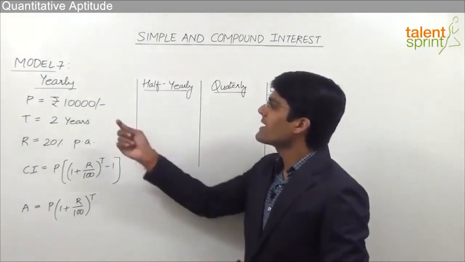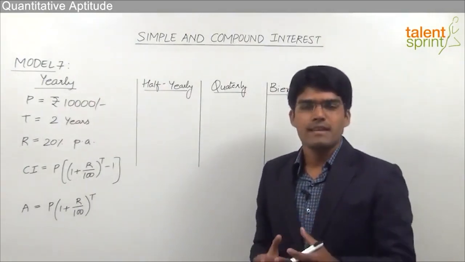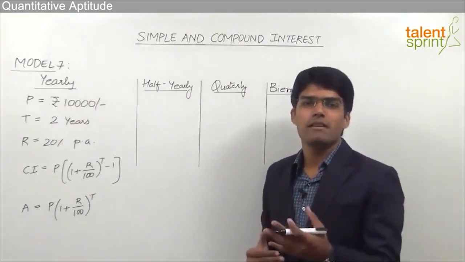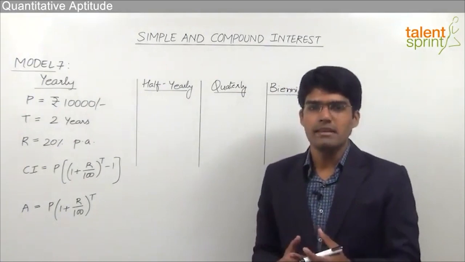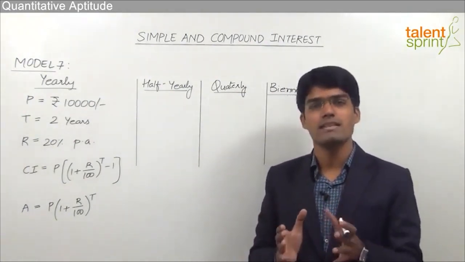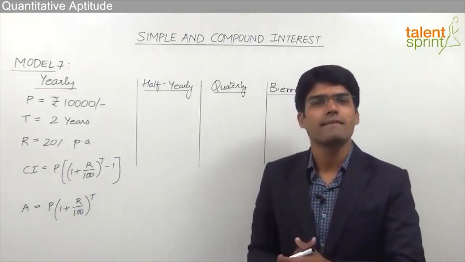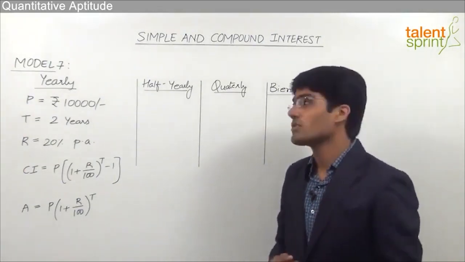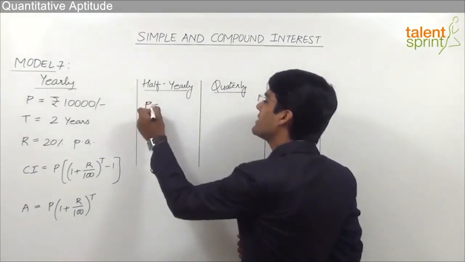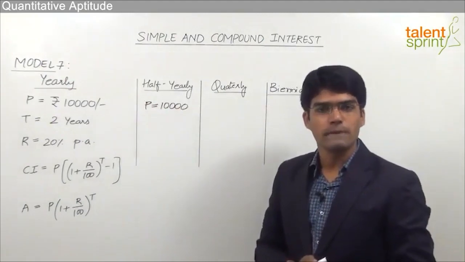Now the first point here is, what will be the principal for half-yearly compounding? Friends, whether the compounding is done half-yearly or quarterly or biennially, the principal is not going to get affected. Why? Because principal amount is the amount which has been borrowed. So it is in no way related to whether it is half-yearly compounding or quarterly compounding. So principal remains the same, that is it will be equal to 10,000 even in case of half-yearly compounding.